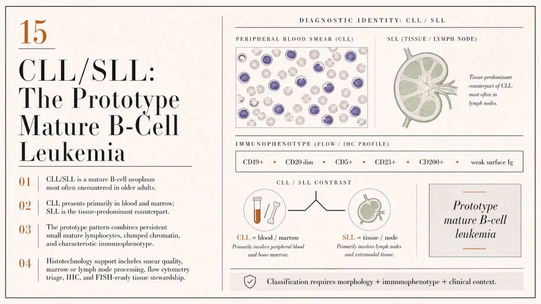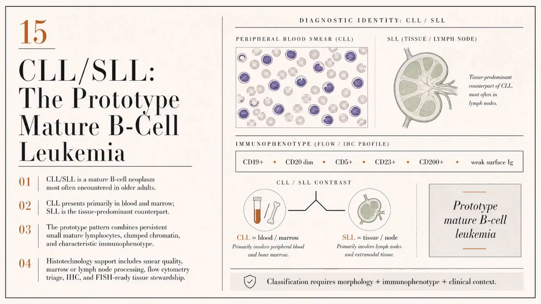Finally, the epidemiologic context, illustrated by the age distribution graph on the slide, reminds us that CLL/SLL predominantly affects the elderly population. This demographic information guides clinical suspicion and specimen prioritization in the laboratory. In summary, this slide sets the stage for understanding CLL/SLL as a model mature B-cell leukemia, emphasizing the integration of morphology, immunophenotyping, molecular testing, and clinical context.